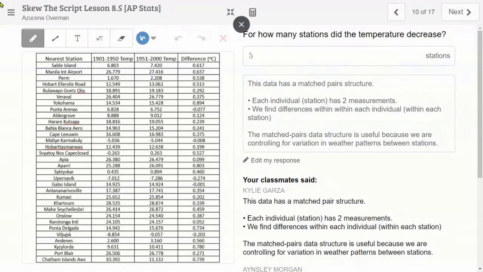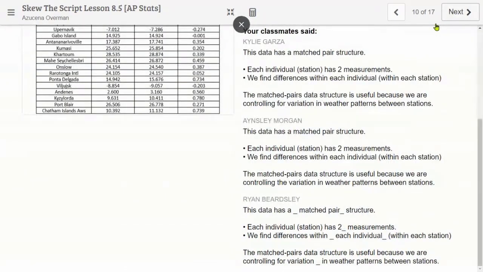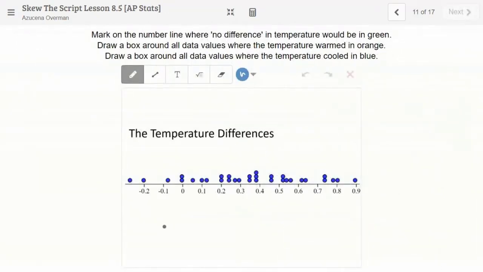So, what should we have on this? Not too bad. All right. So, for how many stations did the temperature decrease? Okay, so let's go to the next. So, mark on the number line where no difference in temperature would be in green. So, let me go ahead and get green. There's green. No difference in temperature is right here, right? So, if we look at that, what do you notice? Did we have more places go up in temperature or more places go down in temperature? Up. We had more places go up in temperature.